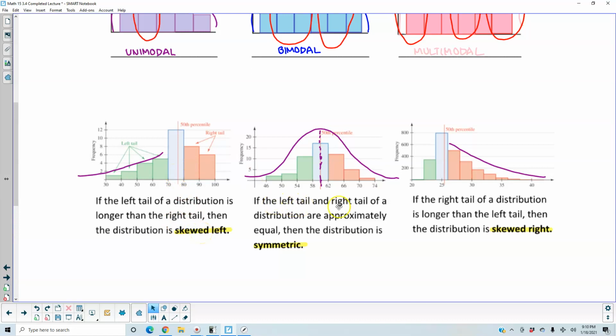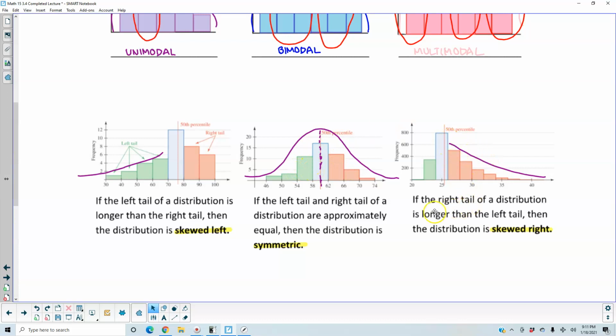If the left tail and the right tail of a distribution are approximately equal, then the distribution is symmetric. So if you look at this example here, this tail is pretty much the same thing on the right side, and it peaks at the middle here, and therefore that's considered symmetric. That means if you cut this in half and folded it, it'd be right on top of each other.